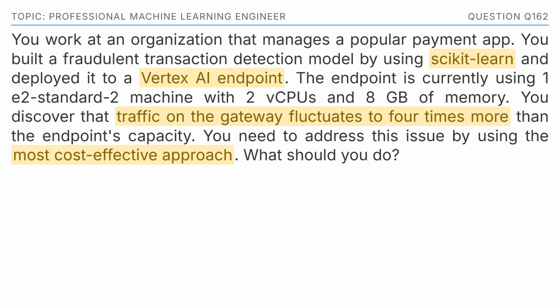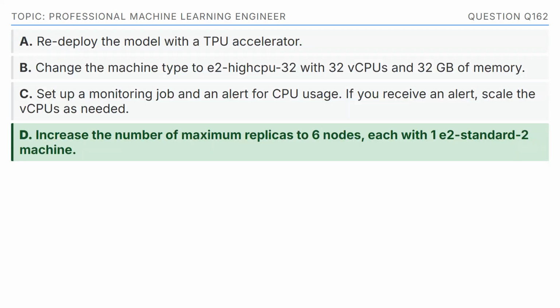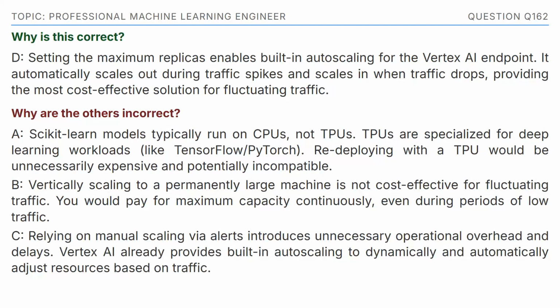To arrive at the correct answer, we focus on the keywords: scikit-learn, Vertex AI endpoint, traffic on the gateway fluctuates to 4 times more, most cost-effective approach. The correct answer is option D, increase the number of maximum replicas to 6 nodes, each with one E2 standard 2 machine. Why is this correct? D. Setting the maximum replicas enables built-in autoscaling for the Vertex AI endpoint. It automatically scales out during traffic spikes and scales in when traffic drops, providing the most cost-effective solution for fluctuating traffic. Why are the others incorrect?